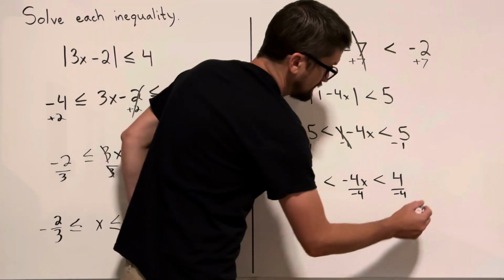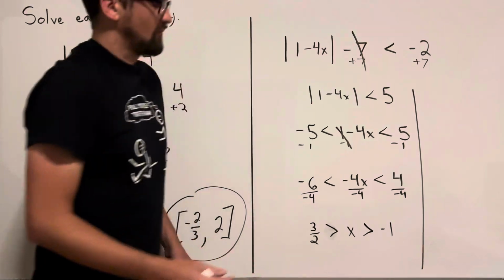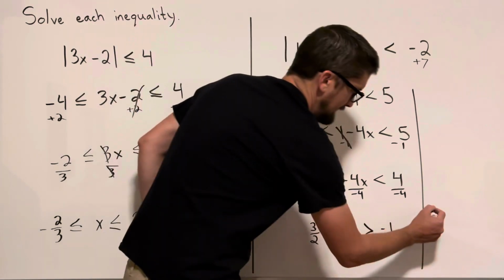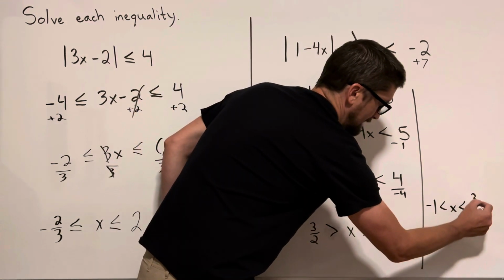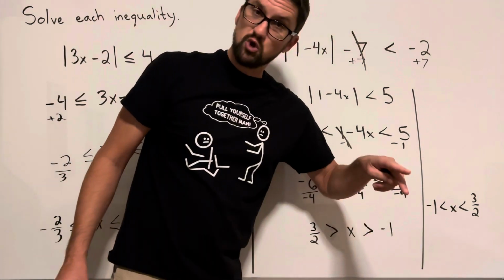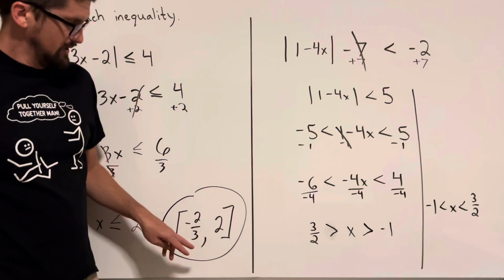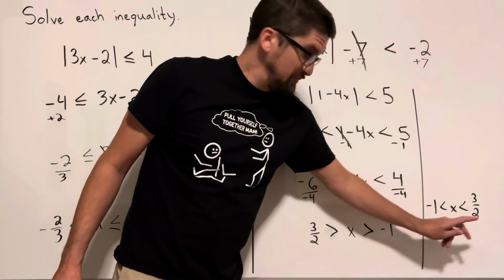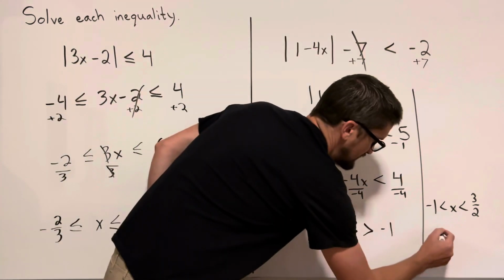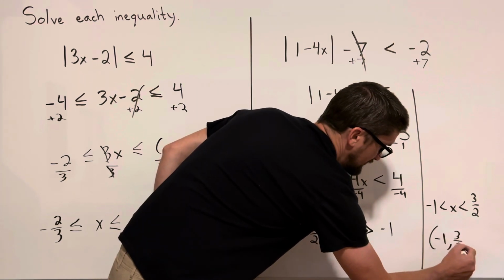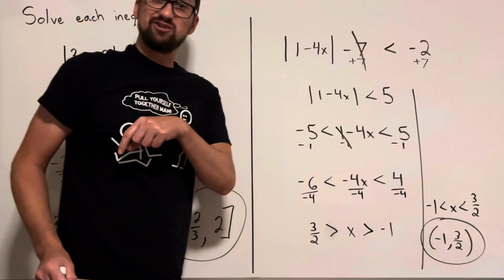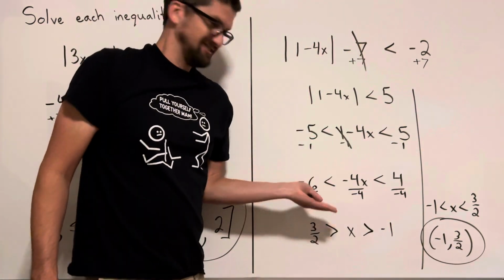You can rewrite it by reading it from right to left. Negative 1 is less than x less than 3/2. That would be writing it from least to greatest. And then if you want to write it in interval notation, this time the endpoints are not included because we don't have an equal sign with it. So when that happens, you use parentheses. So in interval notation, this is going to be negative 1, comma 3/2 in parentheses. That's the answer to the next one here. There you go.